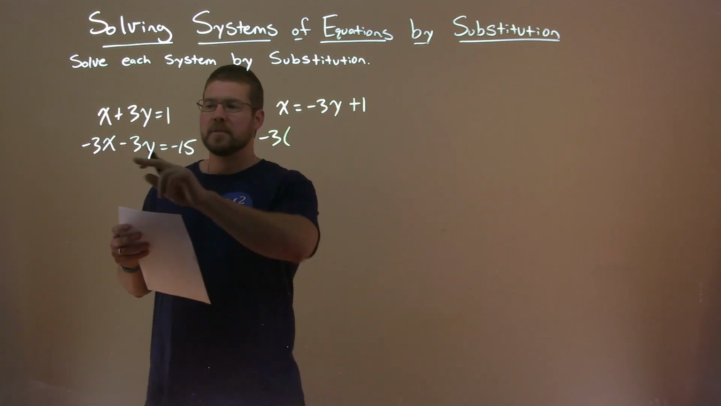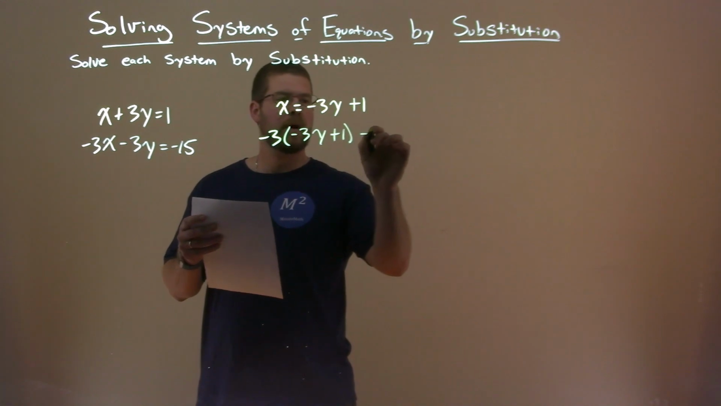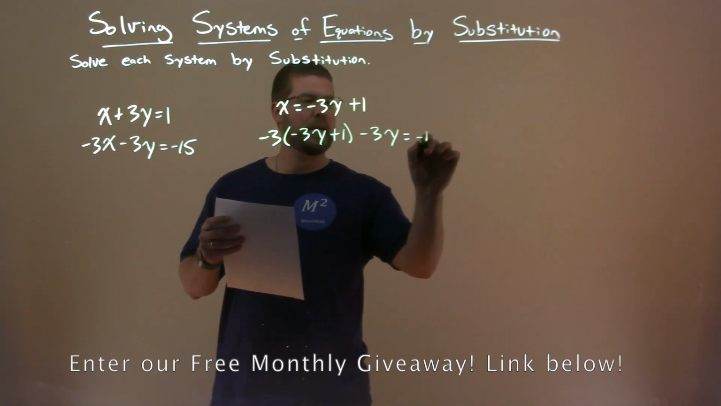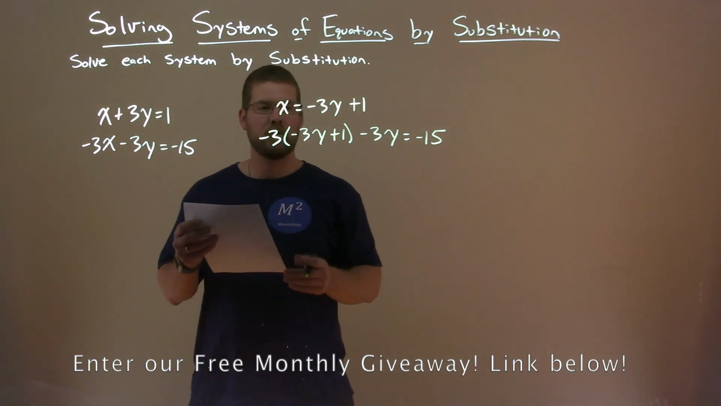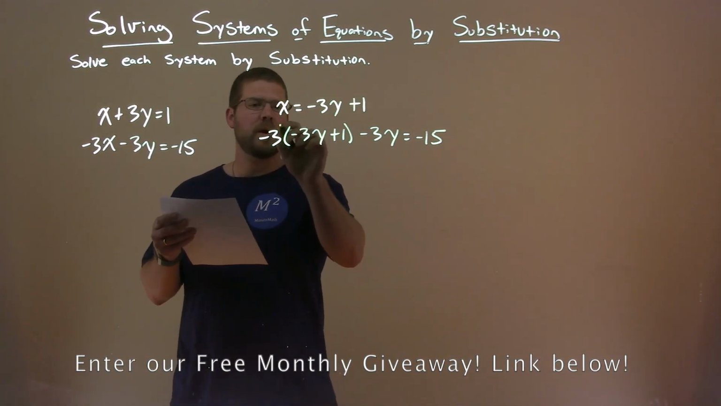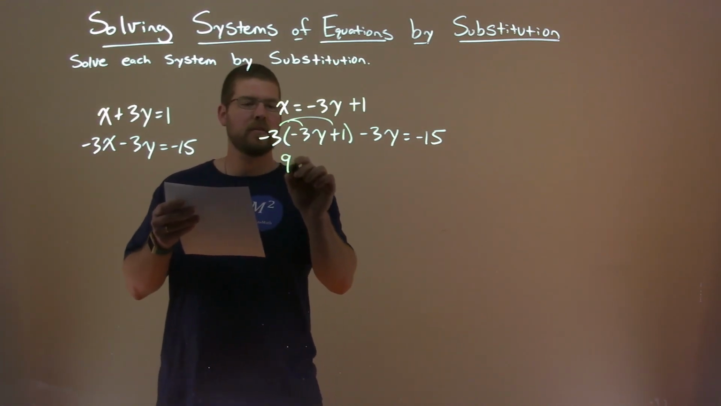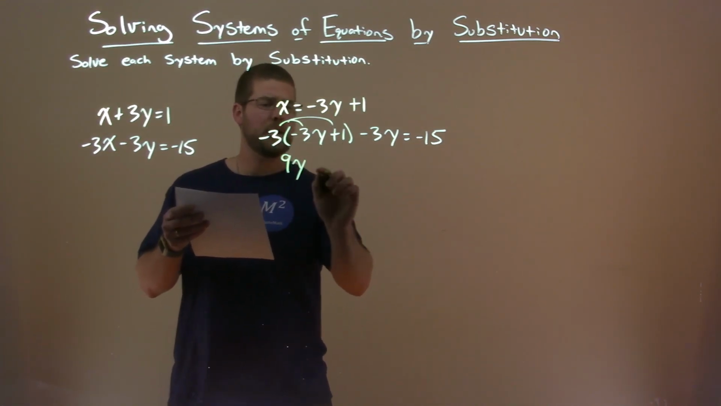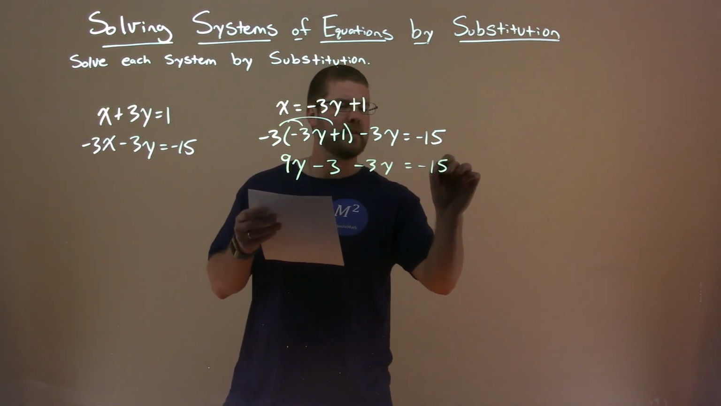Minus 3 times the x value, minus 3y plus 1, minus 3y equals negative 15. From here, we want to solve for y. Distribute the minus 3 to both parts. Minus 3 times a minus 3y is a positive 9y. Minus 3 times 1 is a minus 3. We subtract 3y again, and that equals negative 15.